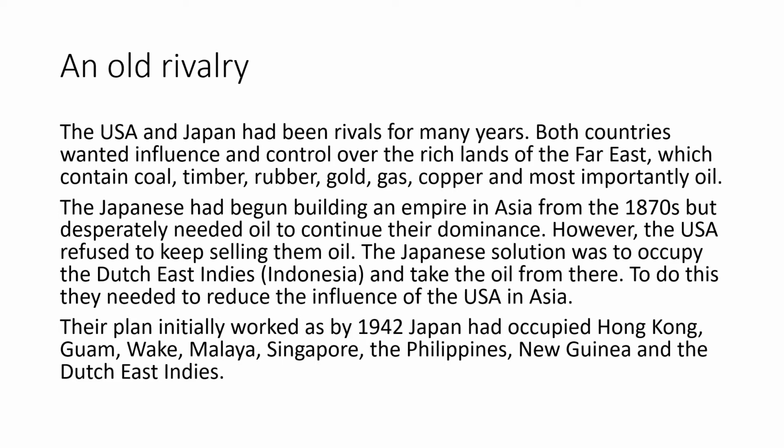However, the USA refused to keep selling them oil because they were being expansionist. The Japanese solution was to occupy the Dutch East Indies, which is now Indonesia, and take the oil they needed from there. And so in order to get there, they needed to control a lot of Asia and reduce the influence of the USA in Asia itself. And so their plan to attack Pearl Harbor initially worked, as by 1942 Japan had occupied Hong Kong, Guam, Wake, Malaya, Singapore, the Philippines, New Guinea, and the Dutch East Indies.